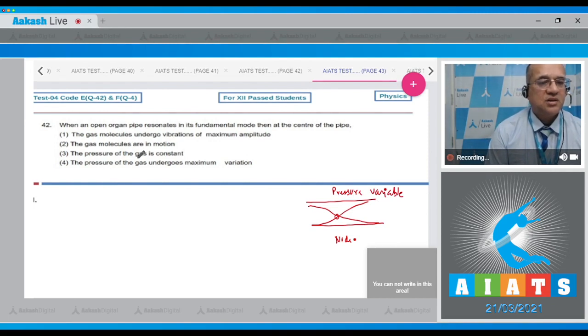And look at the options. The gas molecules undergo variation of the maximum amplitude. The gas molecules are in motion. The pressure of the gas is constant. The pressure of gas undergoes maximum variation. Yes, at the location of the node, the pressure variation is maximum. So the answer to this question is option number 4.